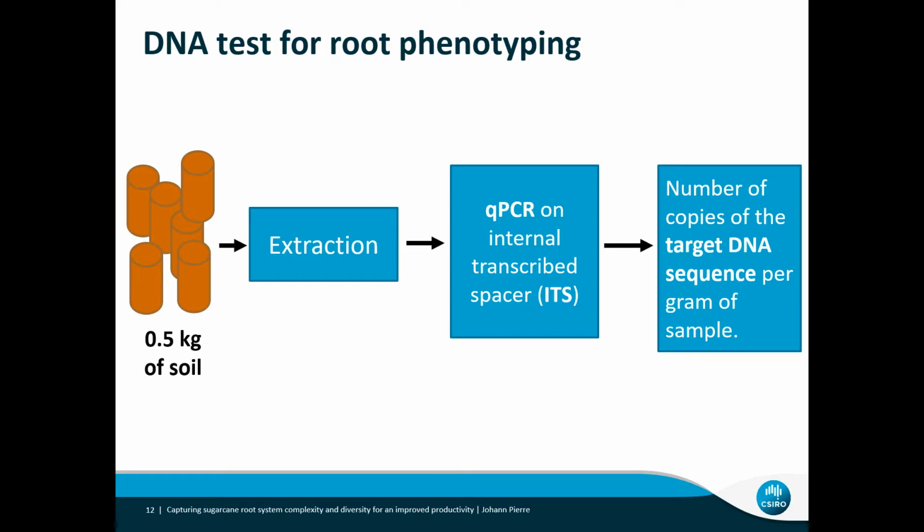Researchers at SARDI have developed a robust technique to extract and quantify DNA from a target species from soil samples weighing up to half a kilo. The quantification is done by qPCR, targeting the internal transcribed spacer, ITS. So in partnership with SARDI, we developed this method to work with sugarcane.